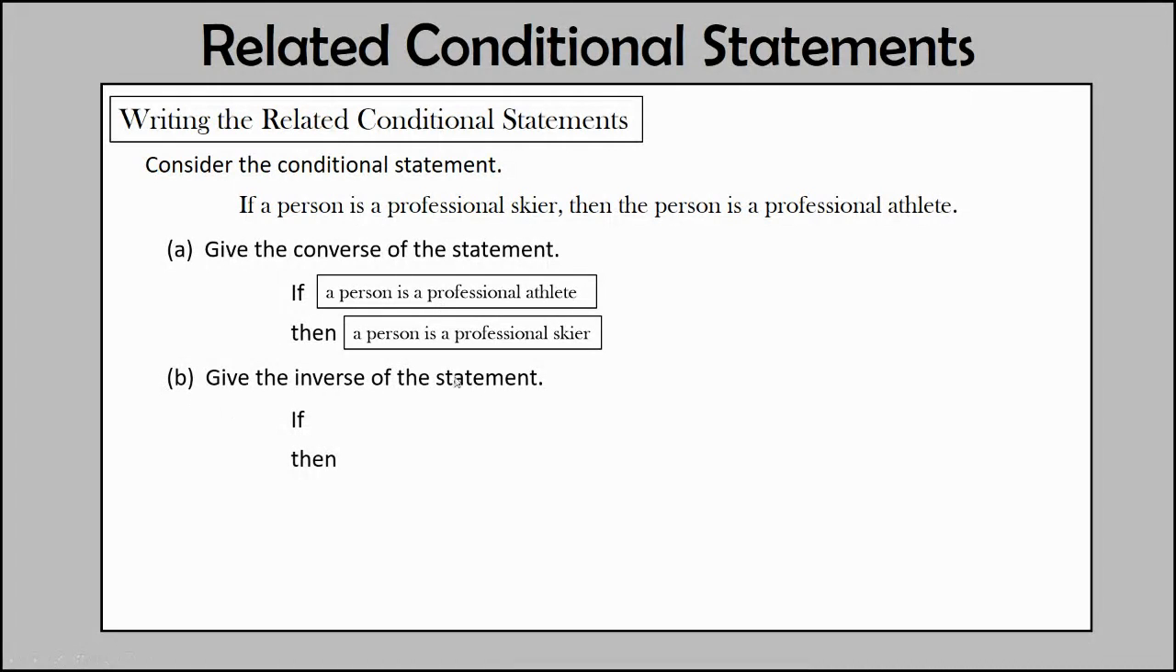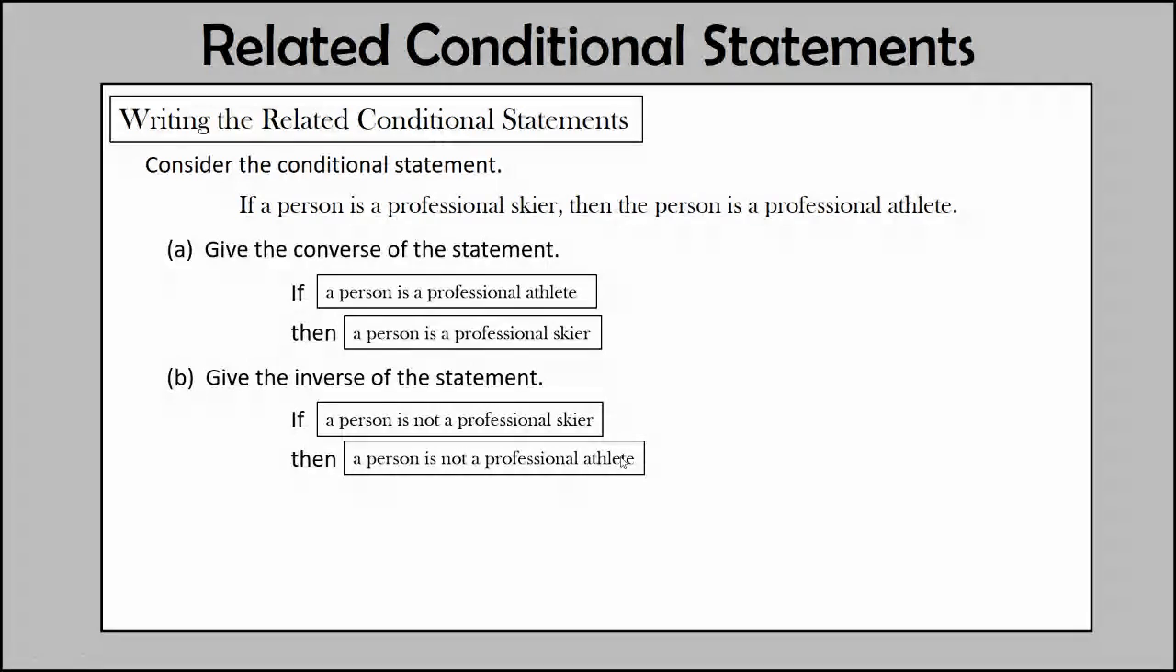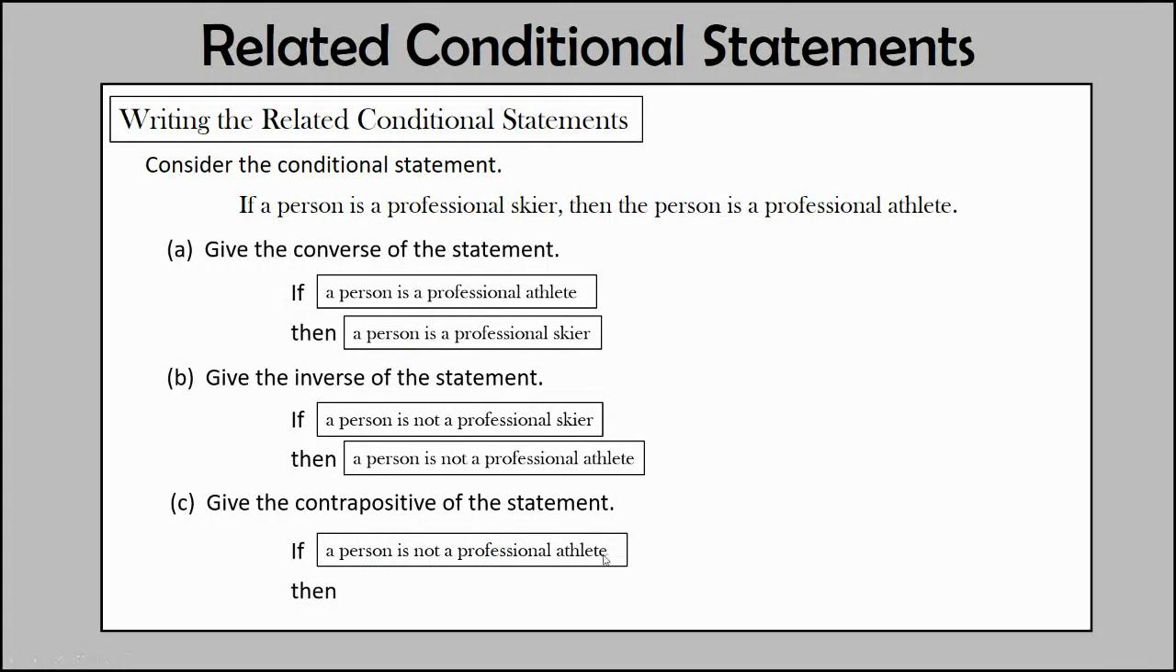B, write the inverse. Okay, the inverse says go back to the original and negate each of these two. Leave it in the order it's in and negate them. So if a person is not a professional skier, then the person is not a professional athlete. And then contrapositive, take the converse and negate it. So if a person is not a professional athlete, then the person is not a professional skier. So you're just dropping down and identifying the hypothesis and conclusion and putting them in the right positions.